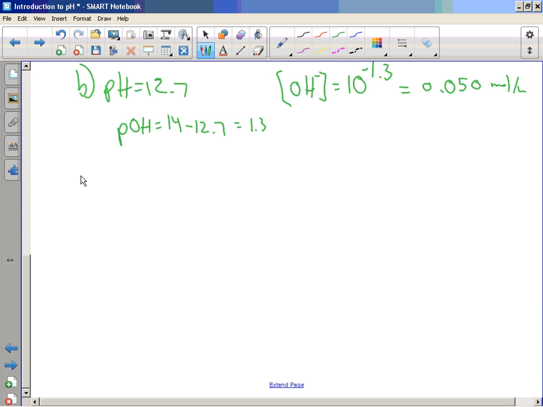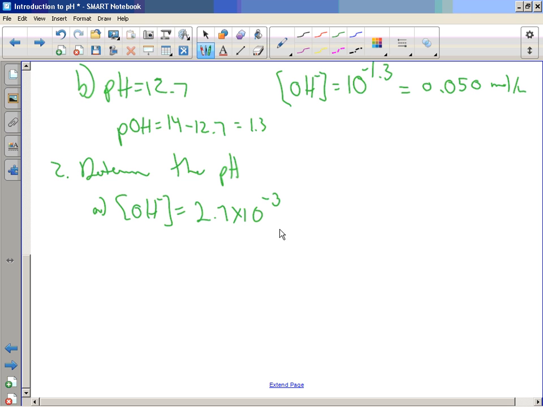So let's do, again, example 2. Let's go with determine the pH. Again, we seem to always want pH, even though we're talking about bases. So I'm going to give you an OH concentration. The OH concentration is 2.7 times 10 to the negative 3 moles per liter.